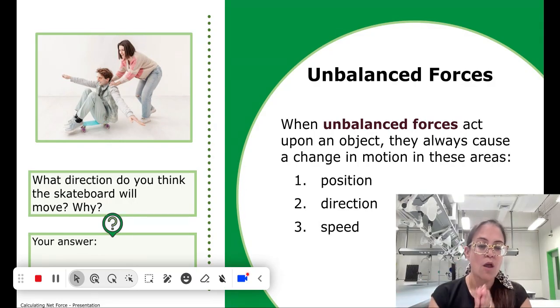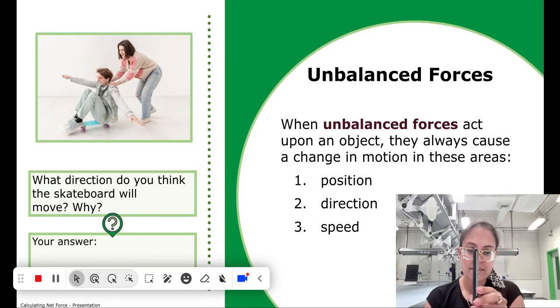So the position, where the object is located, will change. So my marker's over here, and I'm going to put unbalanced forces, and now my marker's over here. So it changed positions from one spot to another. The direction of motion could change. So my marker is moving to the left, and then I'm going to change force, and now move it back to the right. So that was an unbalanced force because it changed direction. And then speed, also, you could be going really slow, and then maybe you got excited about something and you speed up. So it could be any one of these things, or any combination.